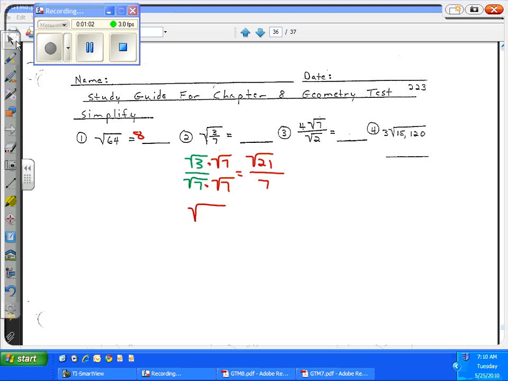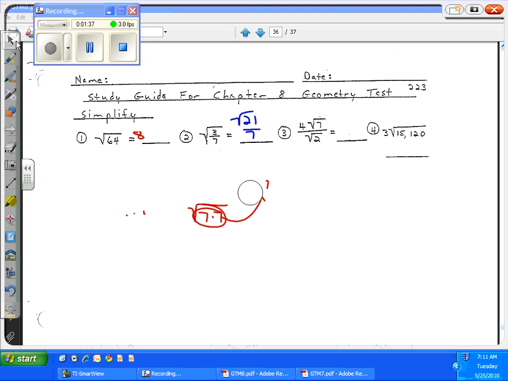Remember that when you have square root 7 times square root 7, you created a pair of 7s by doing that, and out pops a 7. Or you could think square root 7 times square root 7 is square root 49, and what times itself equals 49? 7. Okay? So number 2 is square root 21 over 7.